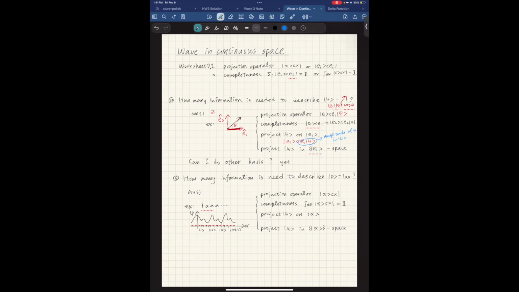And then, oh, let me avoid this little hat, because I want to use it for operators later. Let me write E1 and E2 as kets for the vector here. All right, and then if I ask you to project psi in this E1, E2 basis, how can we do it? This is where you can apply the completeness relationship.